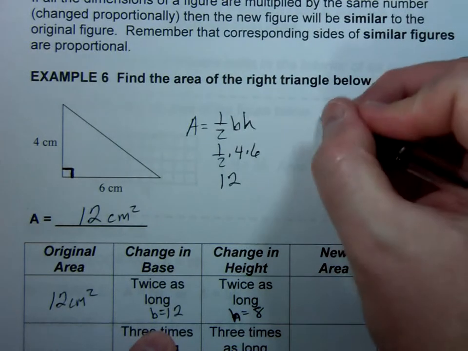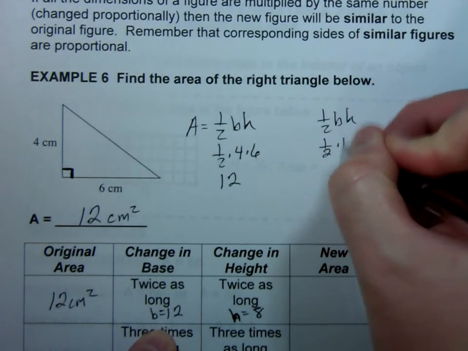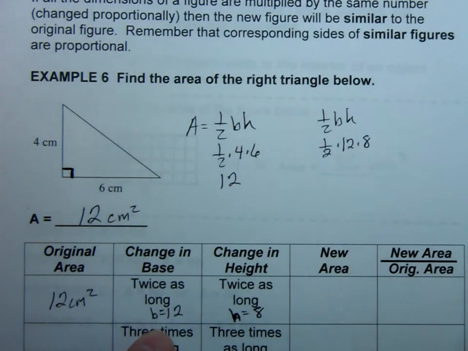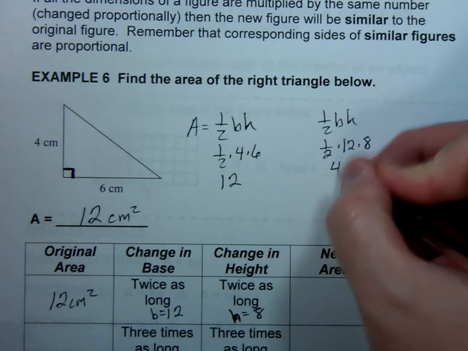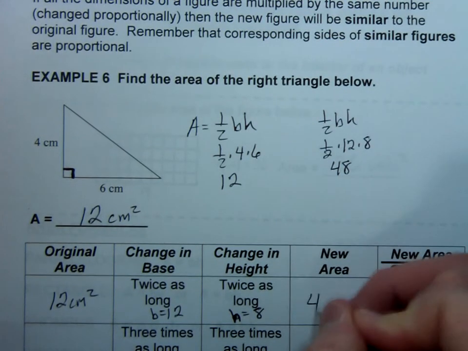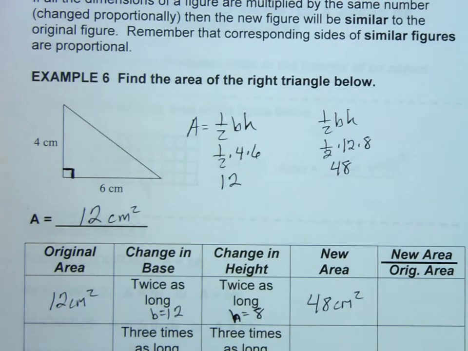So if I do 1/2 times base times height, that's 1/2 times 12 times 8. And half of 12 is 6. 6 times 8 is 48. So the new area would be 48 centimeters squared. Let's see how that compares to the original area.